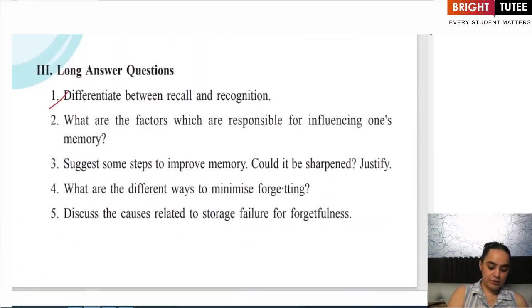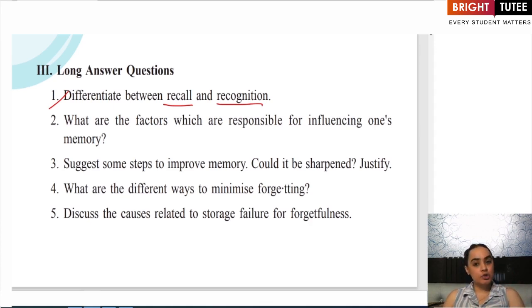Differentiate between recall and recognition. So again, recall and recognition, we've learned about these 2 at length. It is very clearly stated in your book under the techniques of learning. You have recall, where we've discussed how recalling means when something is retained in your mind and there is no experience which is attached to that. You just tend to look at it, and on the basis of the visuals you just recall that.